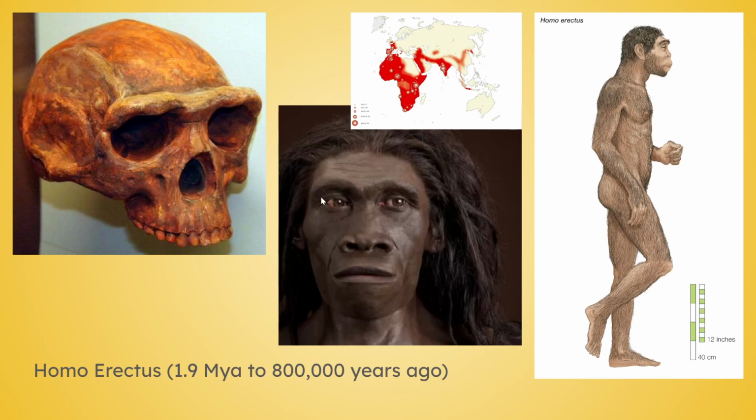And then we move on to Homo erectus. And at this point, we are erect. We are standing straight up. We are no longer dragging our knuckles along the floor. I feel like I've seen this guy before. Anyway, Homo erectus arrives around 1.9 million years ago to 800,000 years ago.